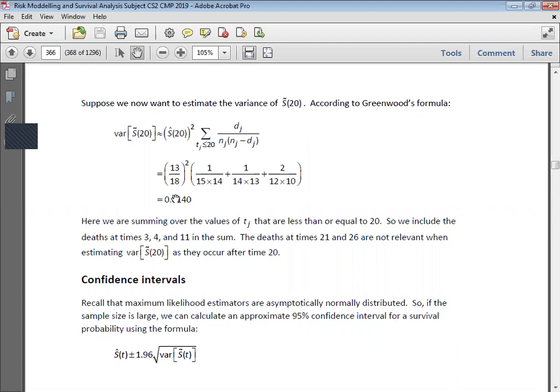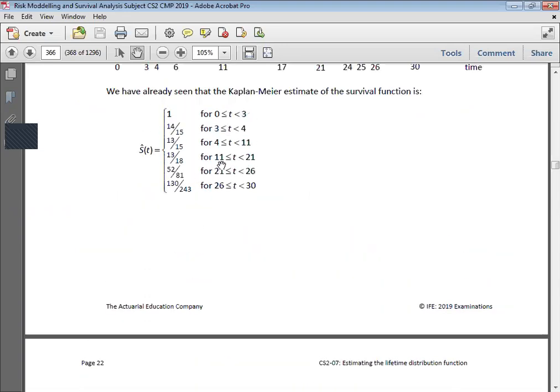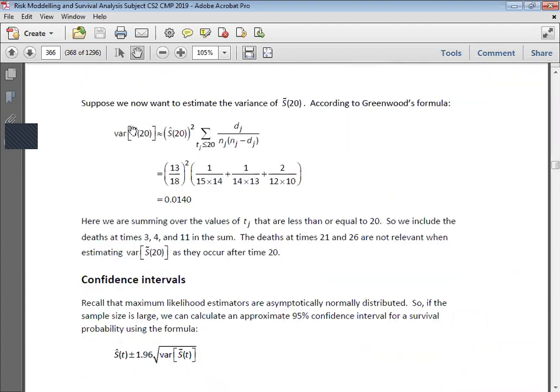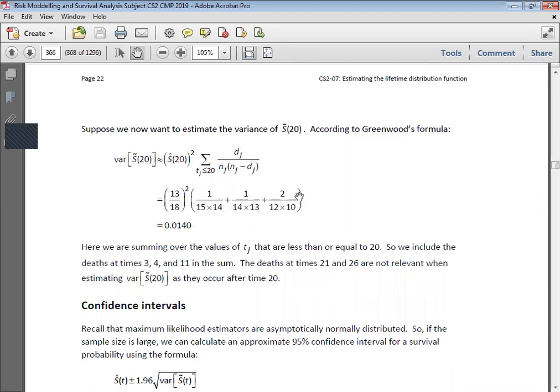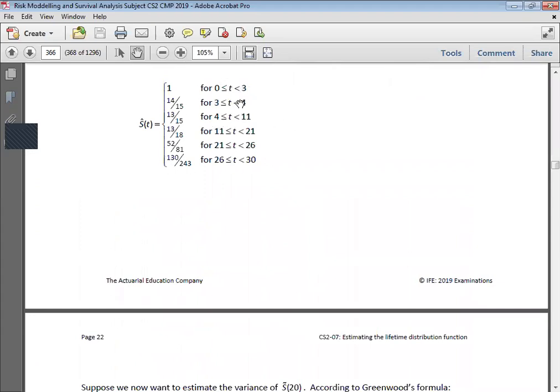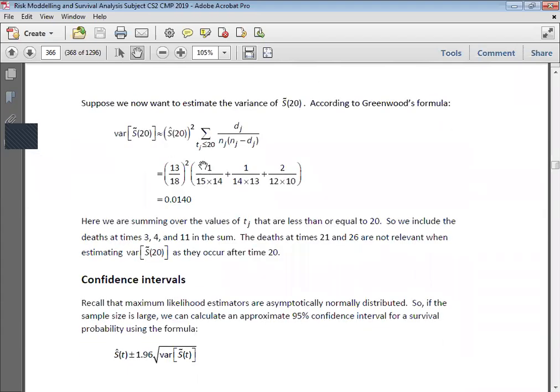So again, I think the only question that might be here is, how do we know the value of this S hat of 20? Why? Because this particular S hat of t is true not only for 11, but for anything starting from 11 up until 21, not including 21. So 20 comes in between, which is why you have 13 upon 18 here. And we were told to figure out the variance of S20, which is why you have this formula, and you're only looking at times where you have t_j less than or equal to 20, which is why you only have this 3 here, not all of these. So only 1, 2, and 3. You will not include these because you're looking at S20.